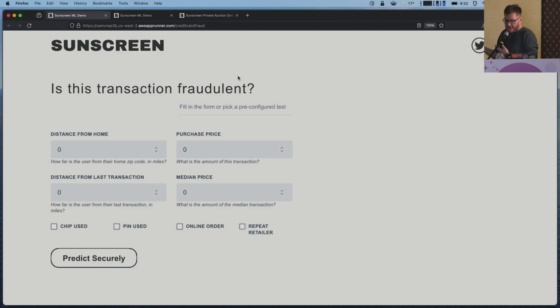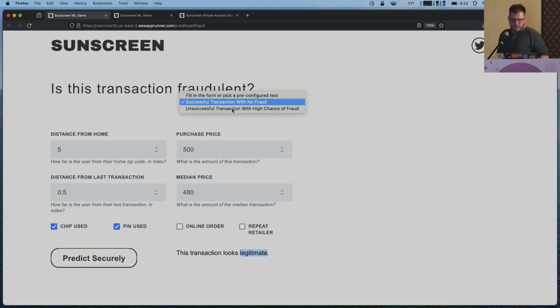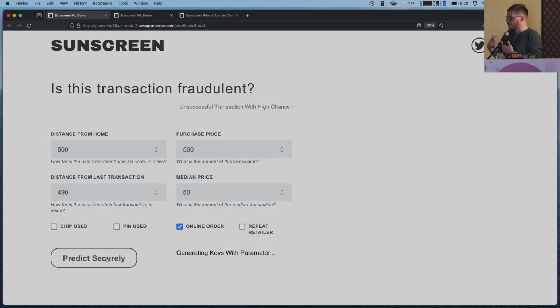Essentially what it does is it asks whether or not a transaction is fraudulent based on some information. So here, I'm going to start predicting this, but essentially the parameters that go in are a distance from home, purchase price, the distance from the last transaction, and the median price, along with some information as to whether or not the chip was used, or the card was used itself. So this data is encrypted and then sent up to a server, processed, and then returned. This particular case is a 3-layer neural network. So essentially the user is able to send up their data, get information such as this transaction looks legitimate, and then receive the result only private to them.